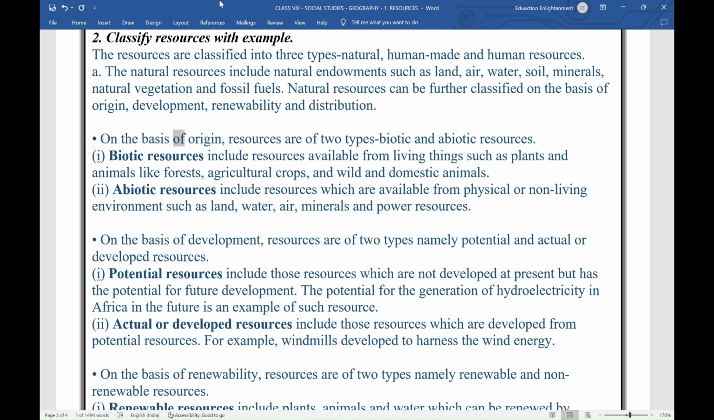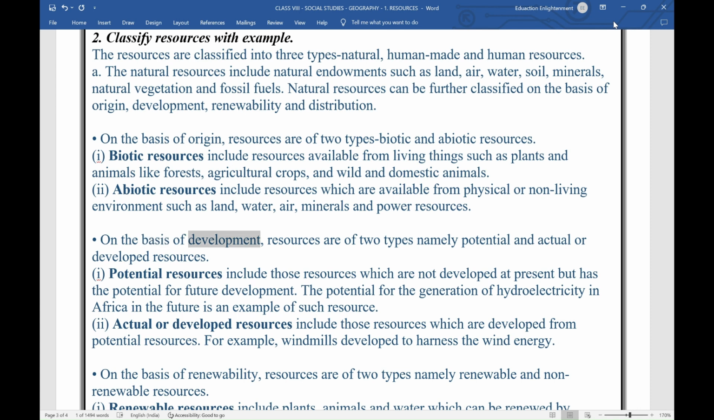1. On the basis of origin, resources are of two types: biotic and abiotic resources. 1. Biotic resources include resources available from living things such as plants and animals like forests, agricultural crops, and wild and domestic animals. 2. Abiotic resources include resources which are available from the physical or non-living environment such as land, water, air, minerals and power resources.